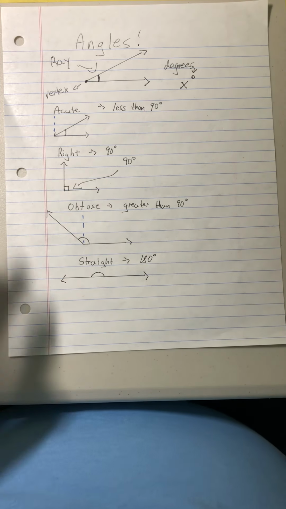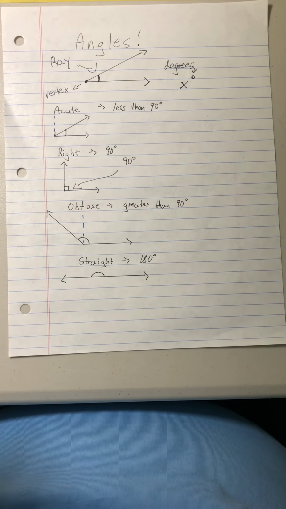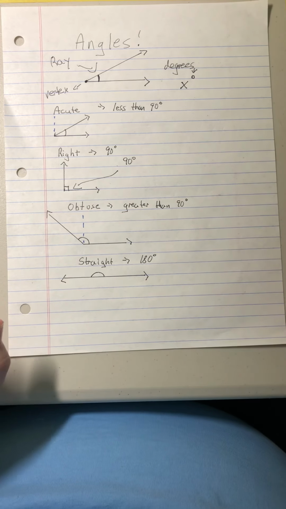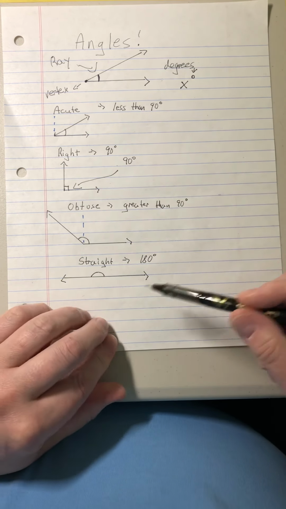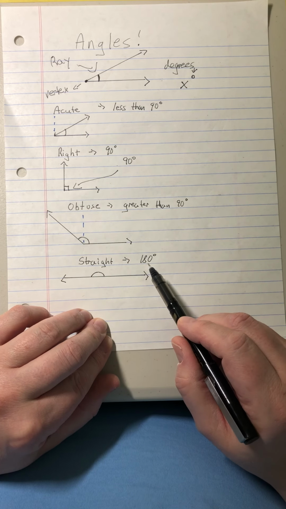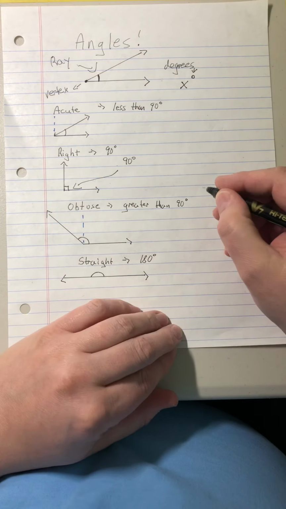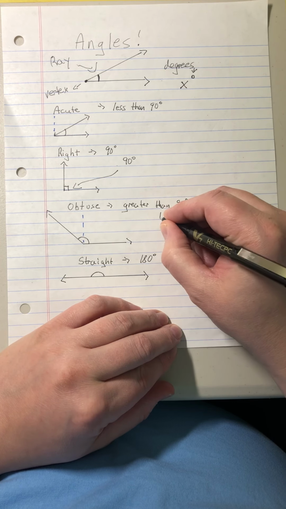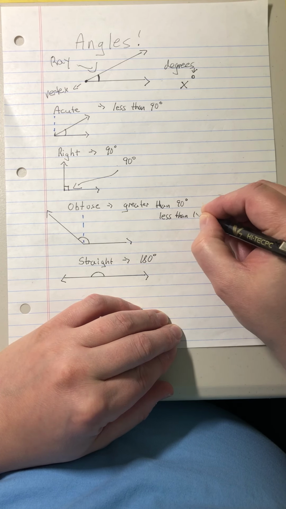Now, the next lesson will be measuring angles so you know how to figure out all these degree symbols. But if I could go quickly back to obtuse. Obtuse is greater than 90 degrees, but it's less than 180. So it's not going to go past 180 degrees. Greater than 90, less than 180 degrees.